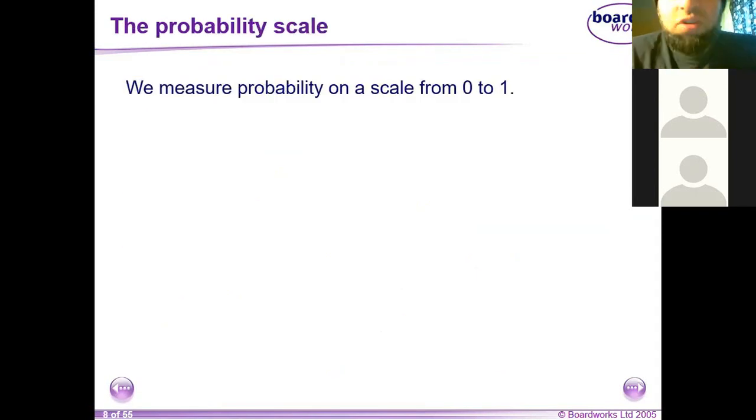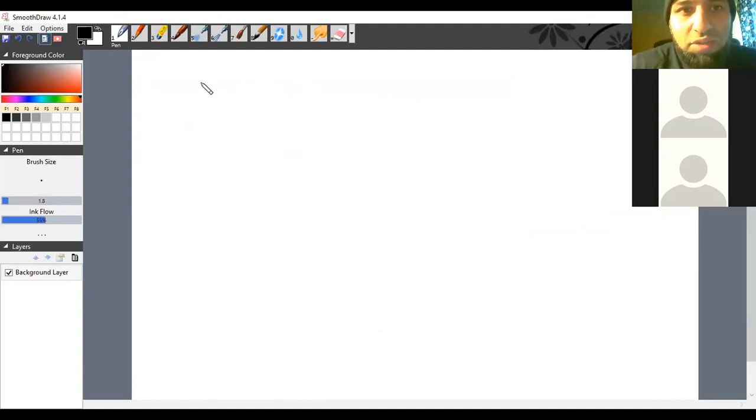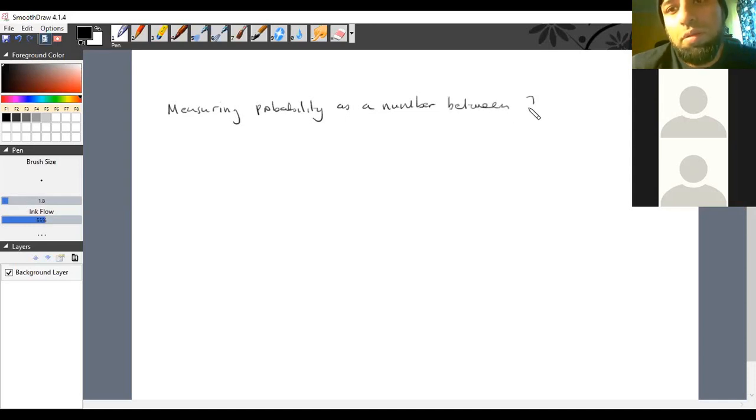We measure probability on a scale from 0 to 1. Now this is important, okay? I want you guys to write the notes down that I'm going to write right now. So what we're going to do, we're going to go to notes. I'm going to write some important things down for you. So, measuring probability as a number between 0 and 1.